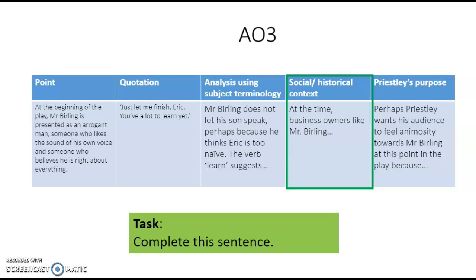At the time, a business owner like Mr. Birling. What do we know about men like him at the time? How does this link in to this idea of him being arrogant and the kind of ideas that Priestley was trying to convey and highlight? Now, I'm going to have to stop this clip here. So the second half of this lesson will be on the next clip, guys. So if you could please just take a moment to finish that sentence first, and then we'll pick up on the next recording. Thank you very much for listening.